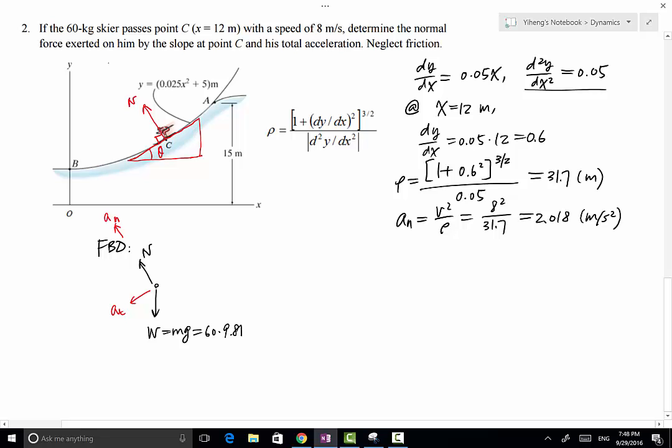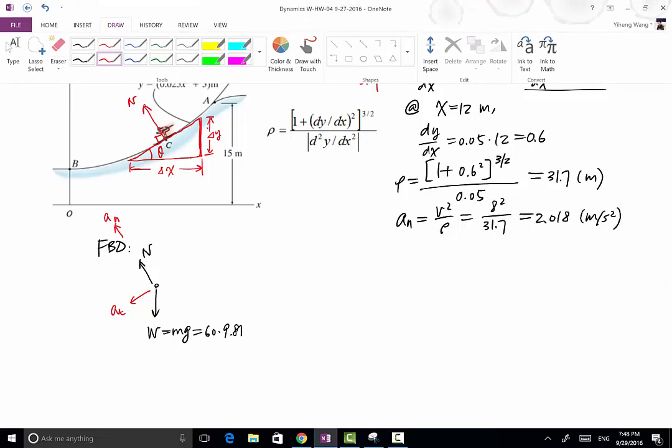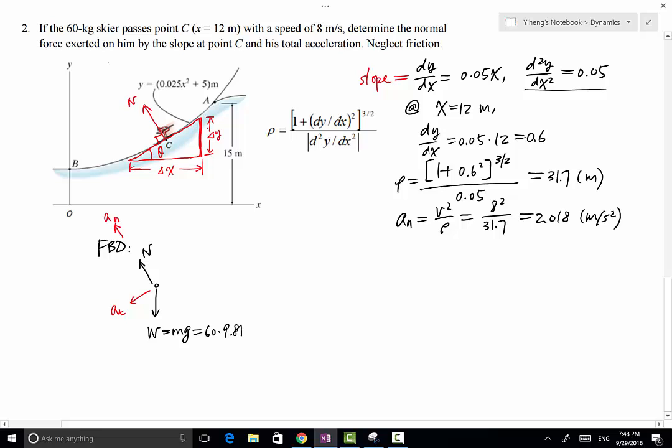And this tangent line right here, this angle theta can be determined by, in this case, the change in y over the change in x, which is simply the slope at this point, and that simply equals dy dx. Therefore, from there, we can solve for theta equals arctangent, because tangent theta equals dy dx, which is 0.6. So theta equals arctangent 0.6, and that equals 30.96 degree.